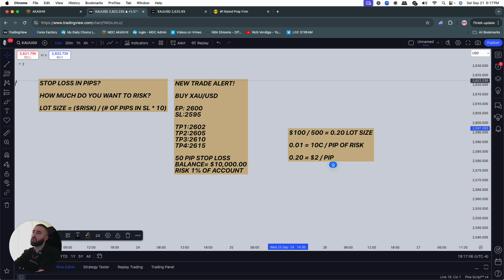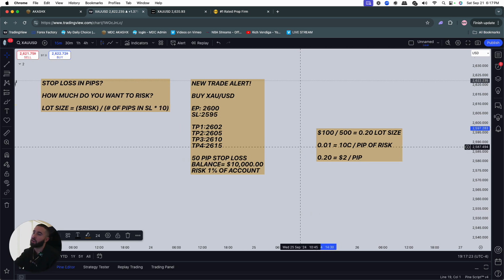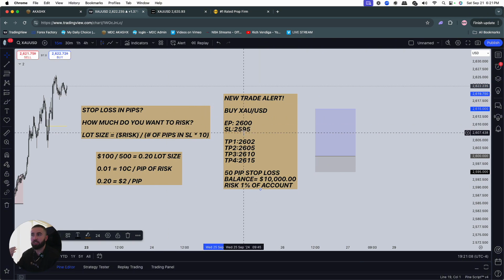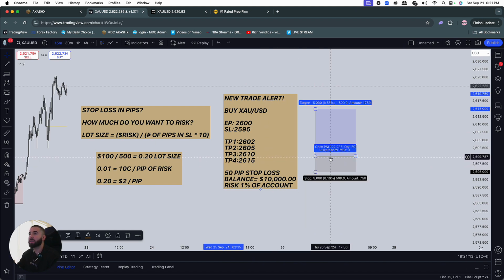And so this is how we're going to want to take this trade alert. What lot size are we going to use if we want to risk 1% of our account for a $10,000 account on this specific trade alert? Well, we're going to want to use a 0.20 lot size so that we can risk that 1%. So if we look at this trade alert with the entry at 2,600, the stop loss at 2595, and our final take profit level at 2615, we can see that this trade would be a 3-to-1 risk to reward ratio if we target the final take profit level with that stop loss and entering at the ideal price of 2,600.